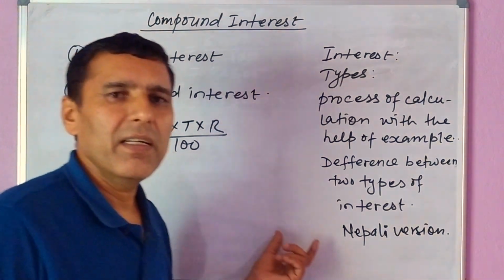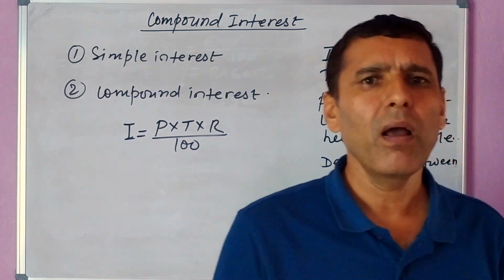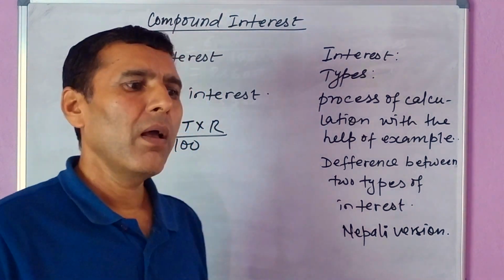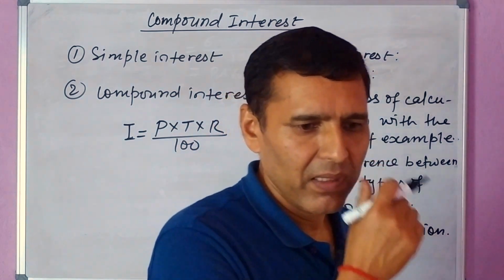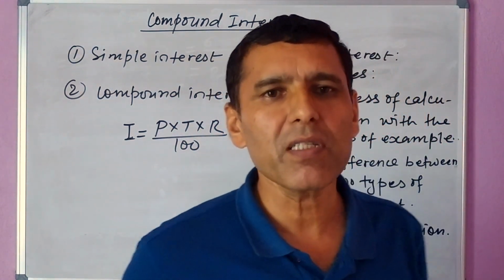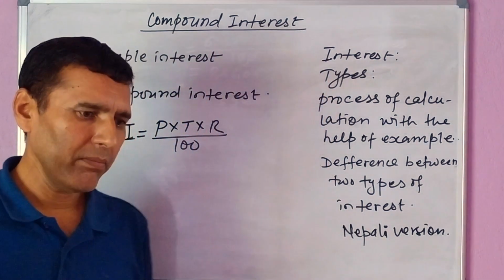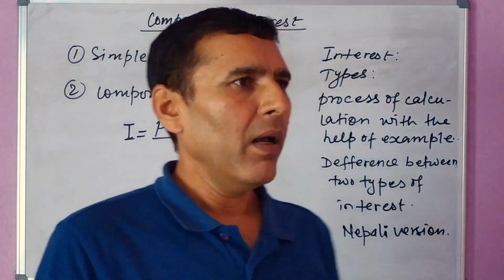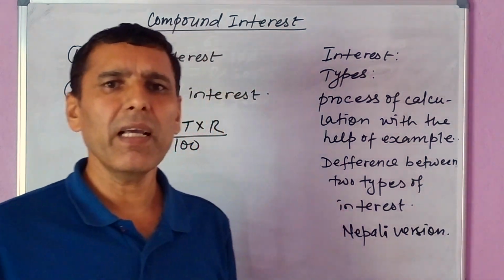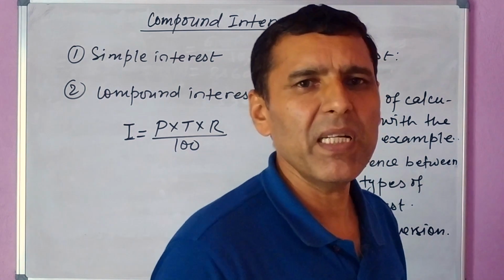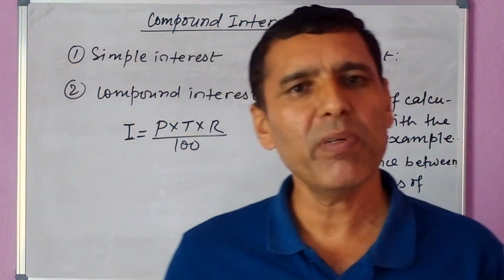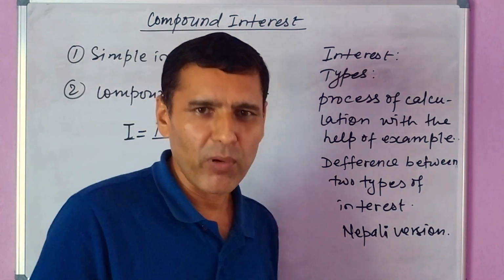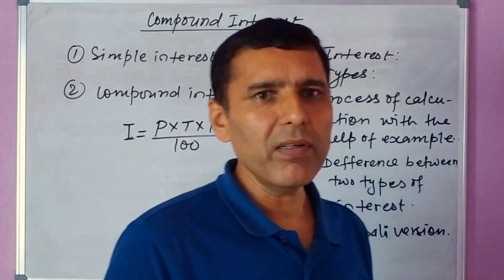That means if the time is given as 3 years and compounding is annual, we calculate the interest 3 times. First time by taking the original principal, I is equal to P into T into R upon 100. Second time taking as the principal the amount of the first time period, and third time again taking as the principal the amount of the second time period. And the process of calculating the interest, adding it to the principal and forming the new principal for the next time period is known as compounding. The interest which is calculated by the compounding process is known as the compound interest.